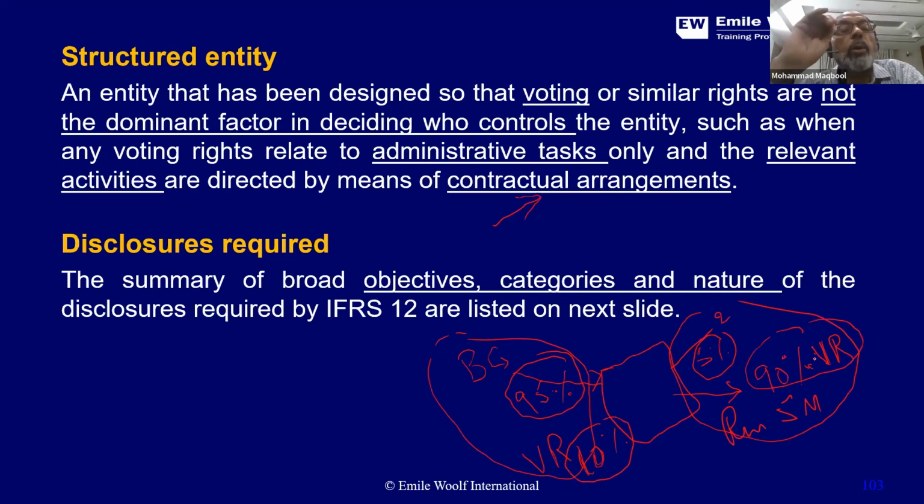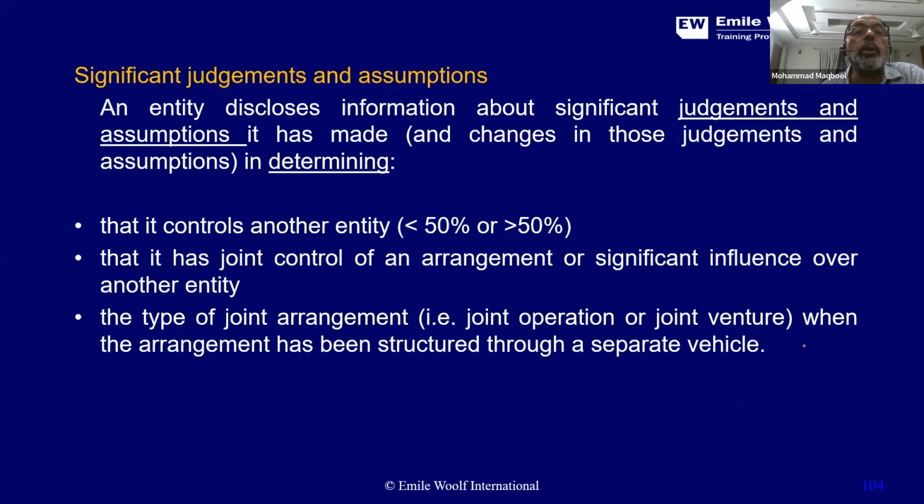Okay. Now, a structured entity can be of two types. One is unconsolidated. From the scientist's point of view, there's a structured entity. They have involvement there, they have investment there, but that's an unconsolidated structured entity. For BG, it is a structured entity, but a consolidated structured entity because control is lying with BG and he has to consolidate as per IFRS 10. Okay. Now, we need to disclose the broad objective, category and nature of this disclosure. Just next few minutes, look at the disclosure.